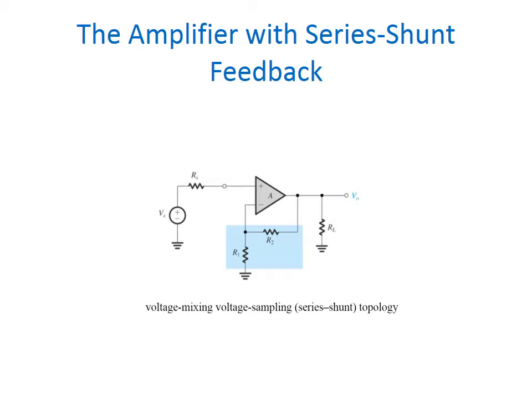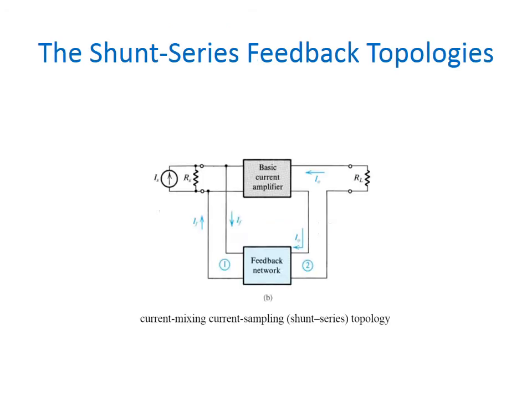So here the mixing will be voltage and sampling will be voltage in this topology. Next, the shunt series feedback topology. Here in this type of circuit, a portion of the output voltage is applied to the input voltage in parallel through the feedback circuit, by which it is apparent that the feedback circuit is located in shunt by means of the output as well as the input.